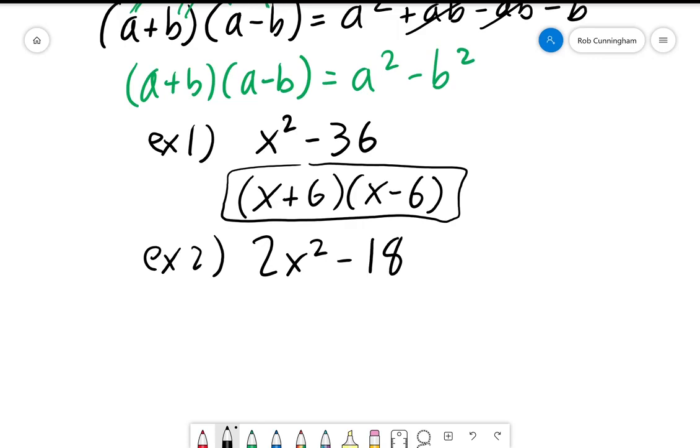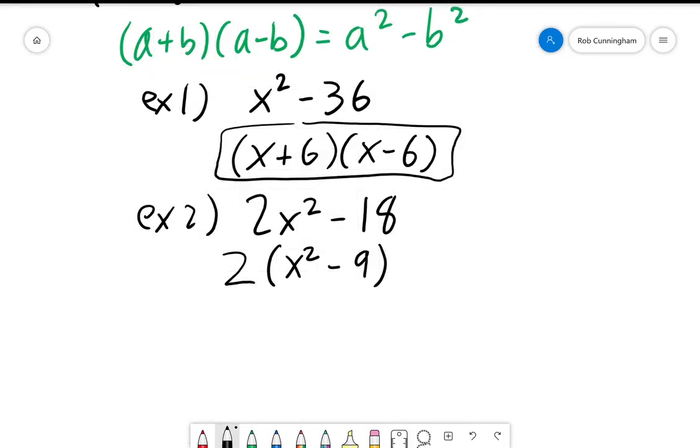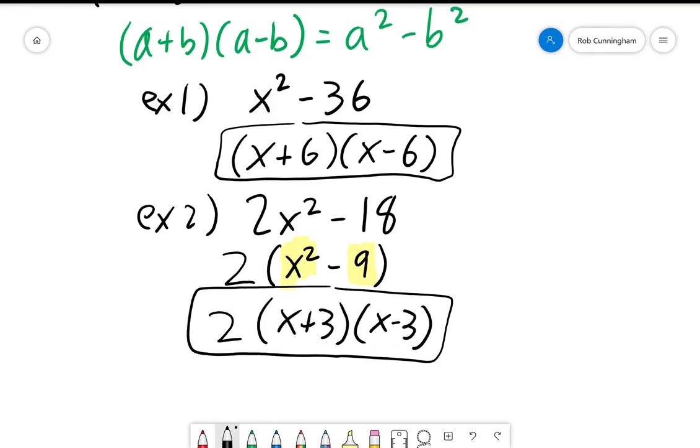Let's do another example. Now, because there's a number other than 1 in front of the x squared, we should figure out whether there's a factor that we can divide both of these terms by, and it turns out the answer is yes. They're both divisible by 2. So 2x squared divided by 2 is just x squared. Negative 18 divided by 2 is negative 9. Now we're not quite done yet because x squared and 9 are both perfect squares. So we have ourselves a difference of squares here. So our final answer is 2 times x plus 3 times x minus 3. No problem.